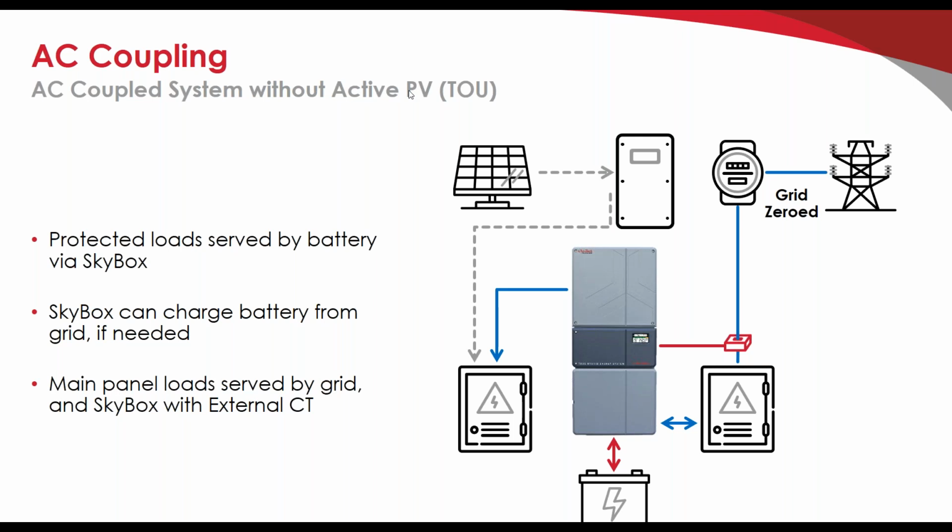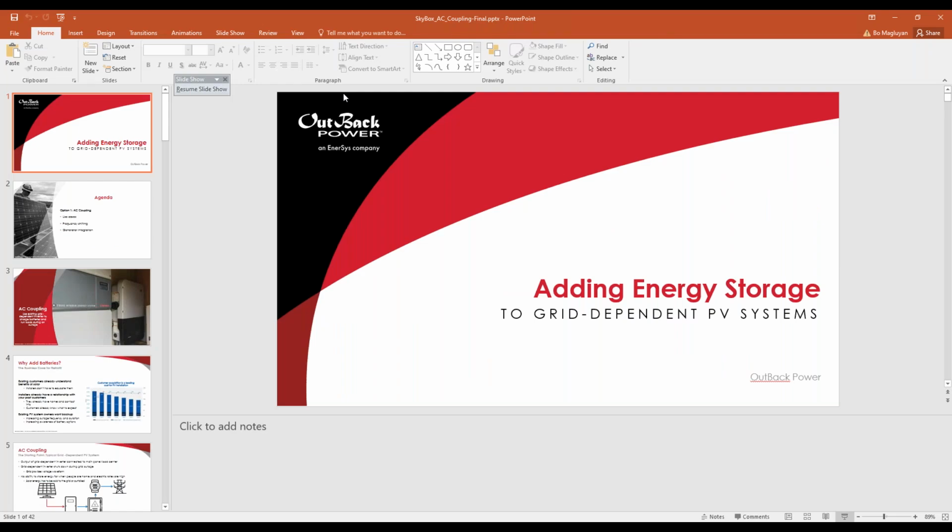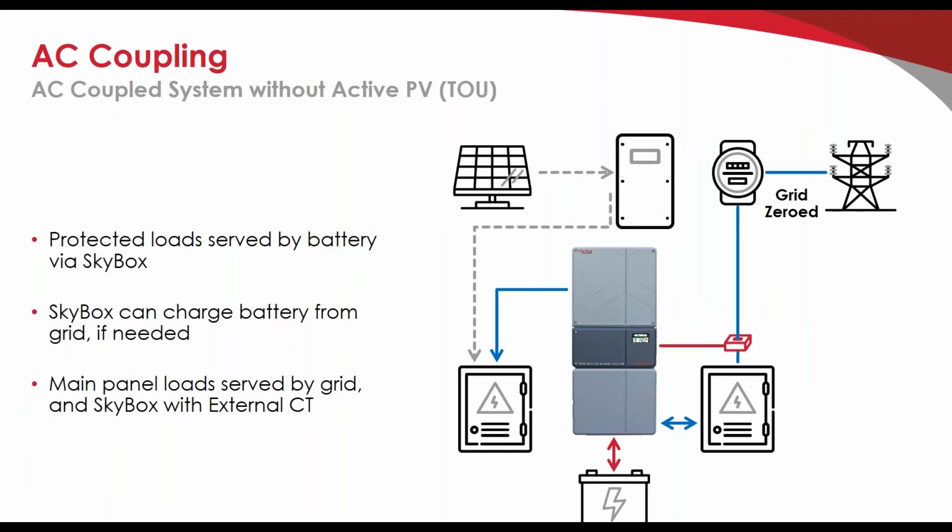Okay, when you don't have active PV, i.e. when the sun is set and when time of use rates are higher, for example, then your protected loads are served by battery via SkyBox, and then SkyBox can, if needed and if it's economical, charge the battery from the grid. Your main panel loads are served by the grid and by SkyBox with an external CT.